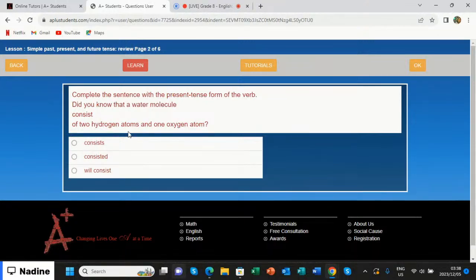And did you know that a water molecule consists of 2 hydrogen atoms and 1 oxygen atom? So we need to now complete the sentence with the present tense form of the verb. Present tense. Something that is happening now. So did you know that a water molecule, do we say consists, consisted, or will consist?